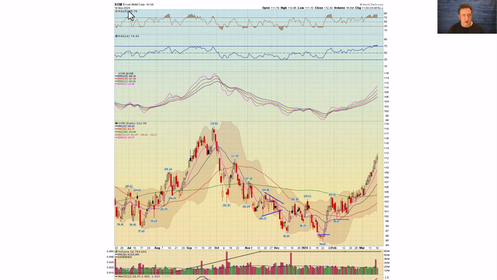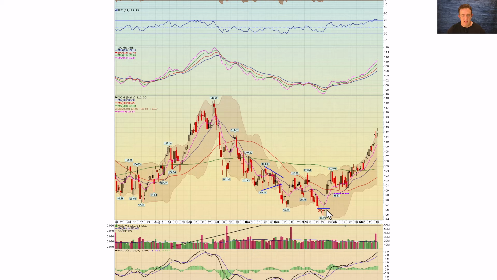Number 54, ExxonMobil. This continues to just truck along. We bought it back here in January off these doji candles. It's been a nice move, and since that time we had a dividend that was generated in February. Next one isn't for a couple months though.